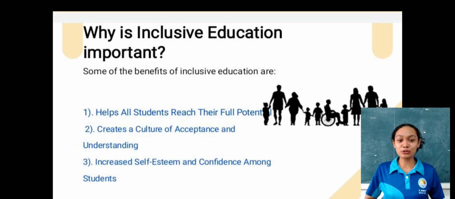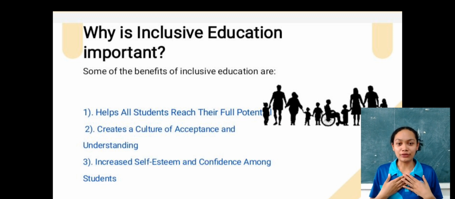First, it helps all students reach their full potential by providing the right support and resources. For example, a child suffering with dyslexia can succeed with tools like audiobooks and text-to-speech software. And second, it creates a culture of acceptance and understanding. For example, when a student with cerebral palsy is included in a science lab group, classmates learn to accommodate their needs by adjusting tasks such as taking notes or handling materials, fostering teamwork and empathy. Lastly, it increases self-esteem and confidence among students, where they feel included and valued.